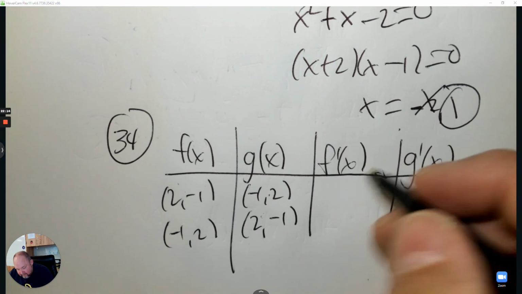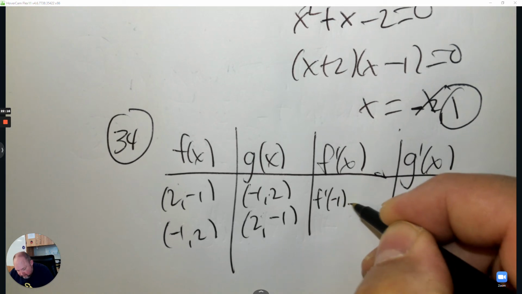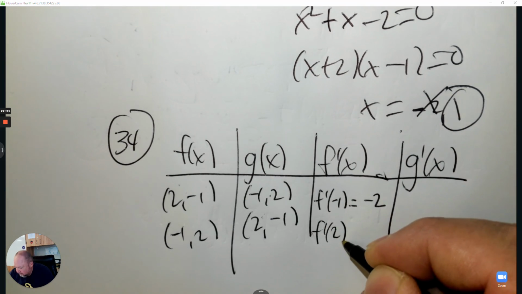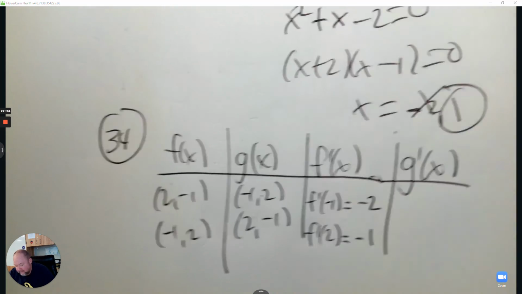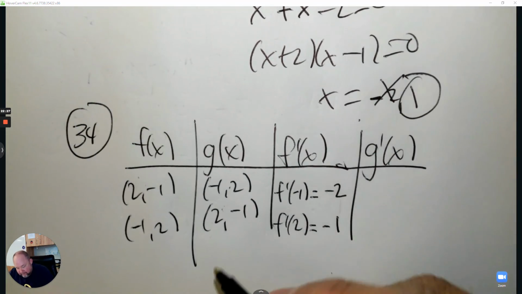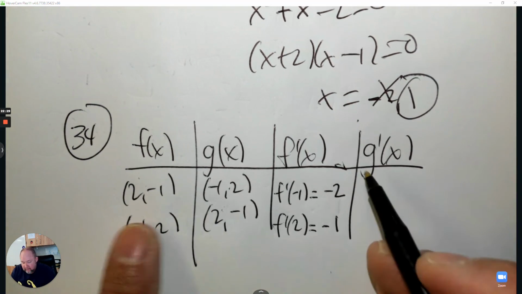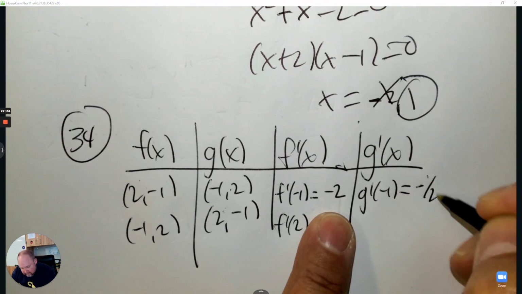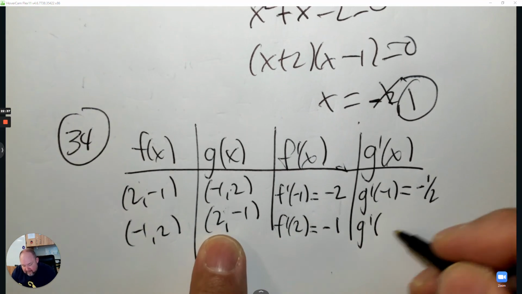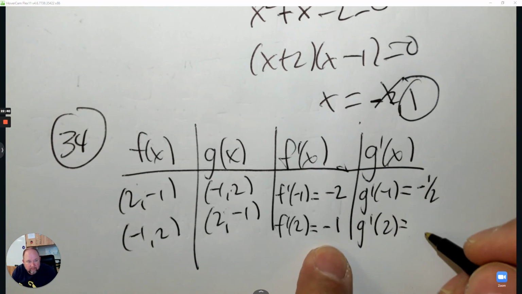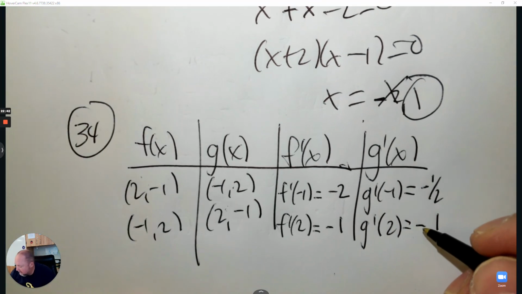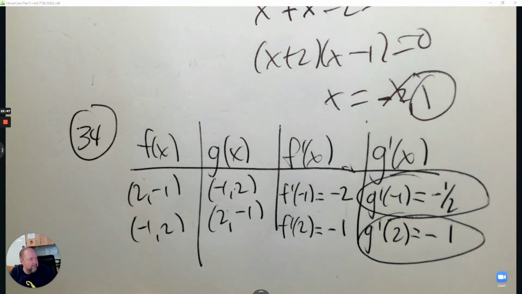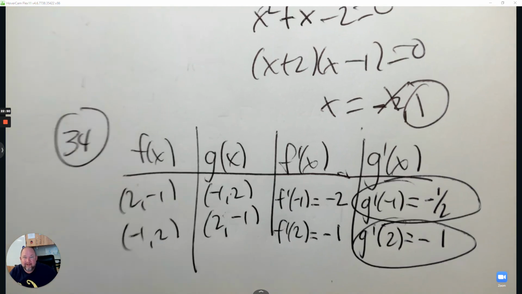The derivative for F at negative 1 is negative 2, and the derivative at 2 for F is negative 1. So these are inverses. And so the derivative at negative 1 would be the reciprocal, and the derivative at 2 would be the reciprocal, and the reciprocal of negative 1 is negative 1. And the question is find G prime at negative 1, find G prime at 2, and we just did it with the chart.